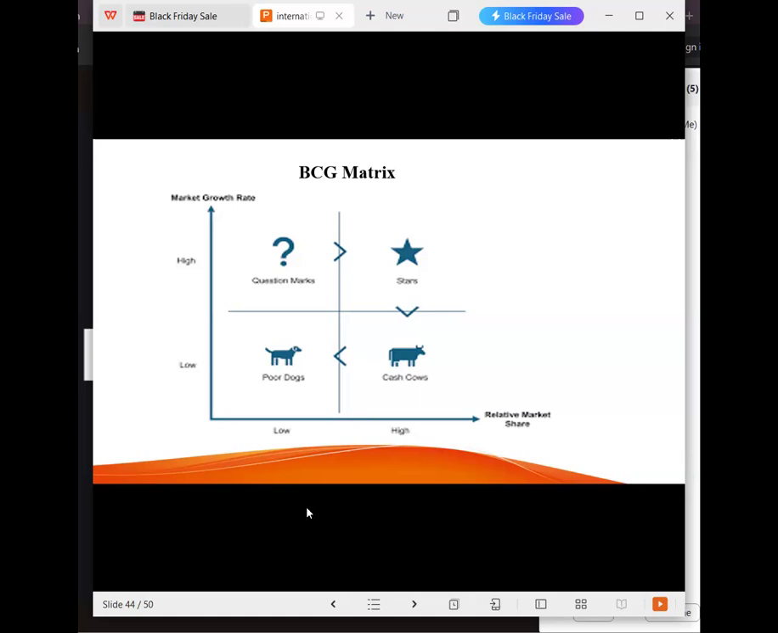So we have the question mark, we have the star, we have the cash cow, and we have the dog. The dog is actually the one suffering. Okay, so let's look at the definition of all these terminologies. We'll start with cash cow, then we'll try to understand star, then question mark and dog.